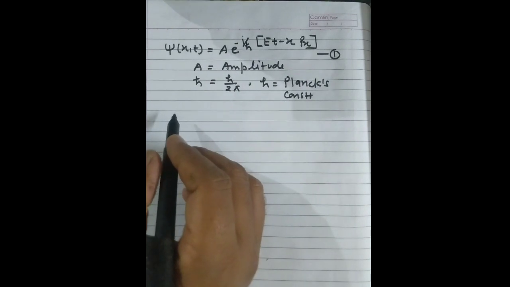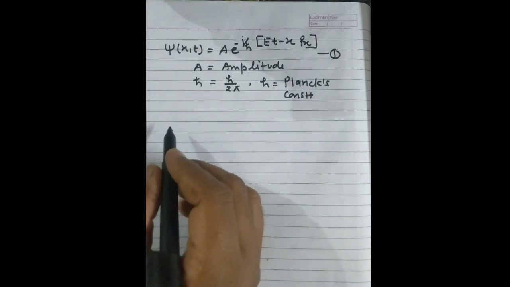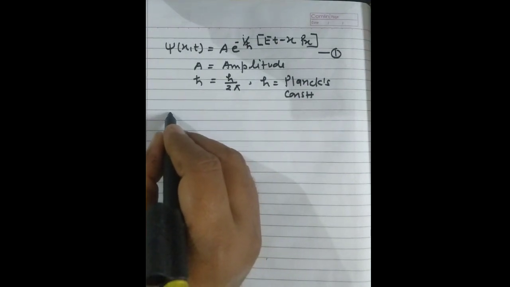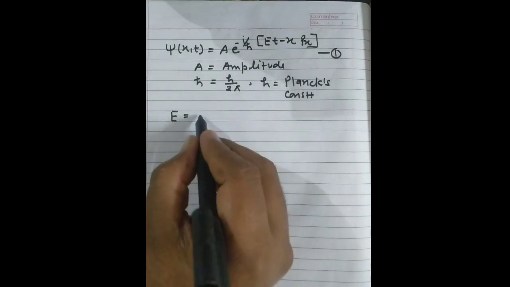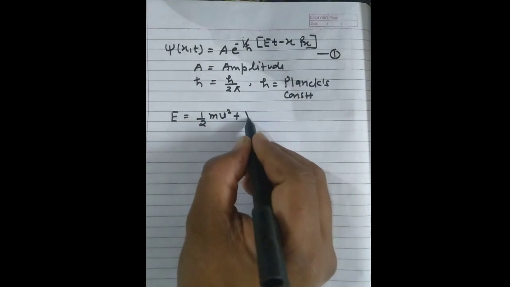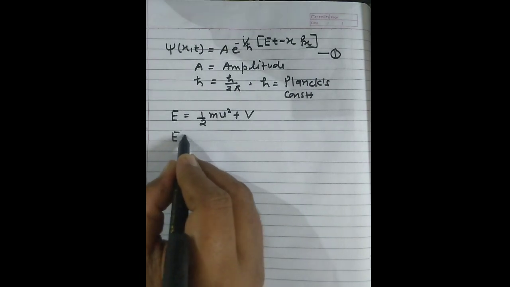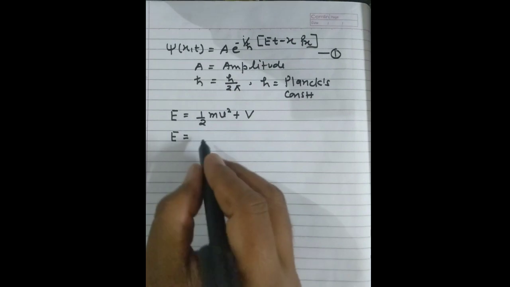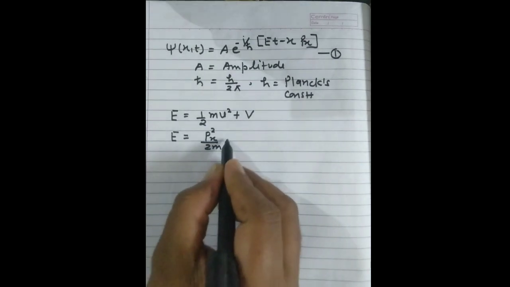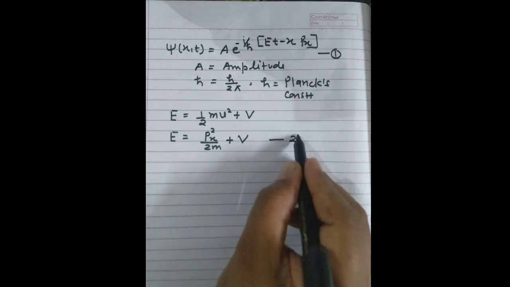Now again, suppose the particle is moving along the x-axis in a potential field. Then its total energy E will be equal to the sum of kinetic energy, half m v square, plus potential energy V, or in terms of momentum, kinetic energy can be written as p_x square over 2m plus V. This is equation 2.